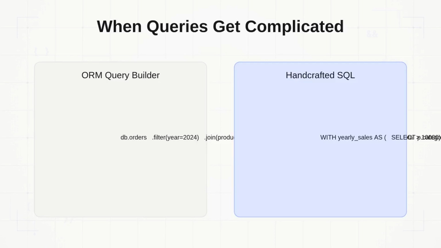Even worse, the final SQL query generated by the ORM's generic translator may be far from optimal. An experienced developer writing SQL directly can structure the query to take full advantage of indexes, use common table expressions for clarity, and leverage powerful database features that the ORM simply doesn't know about.